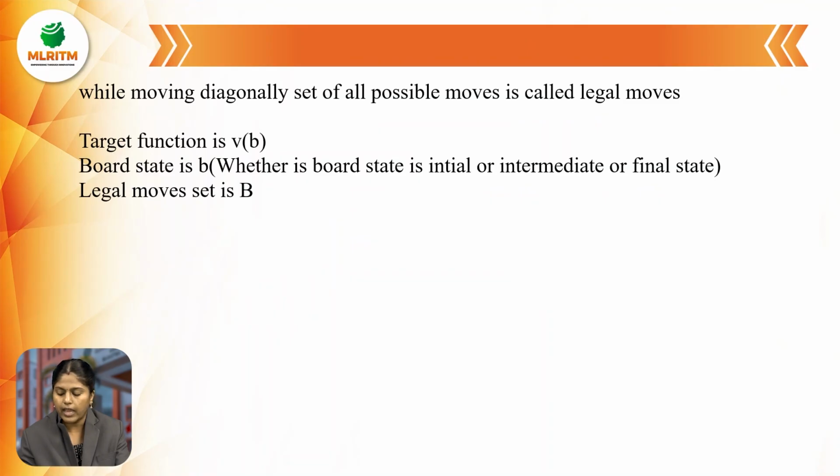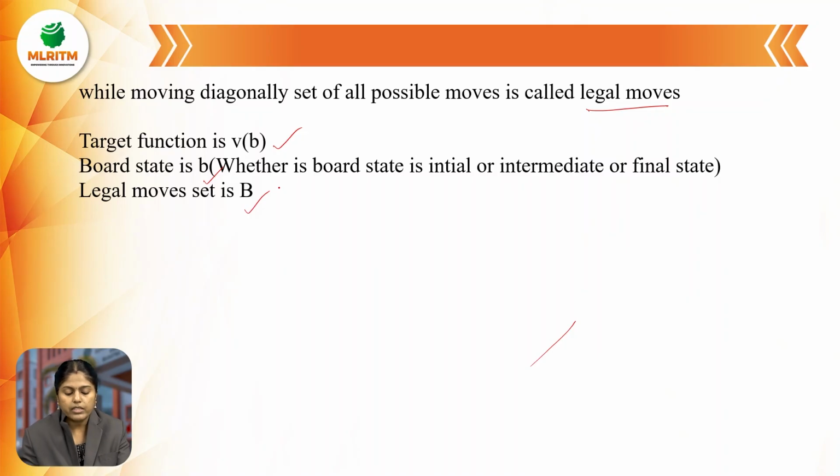We can take this as the example for choosing a target function. See, while moving diagonally, the set of all possible moves is called the legal moves. In the checkers problem, when we are moving diagonally, whatever the opponent situation is, that is nothing but the legal moves. According to designing a learning system, we can take it as a target function. It will be P of B, where the board state is B, and the legal moves is nothing but a set of B.